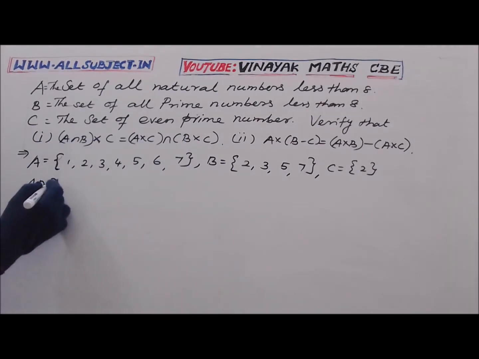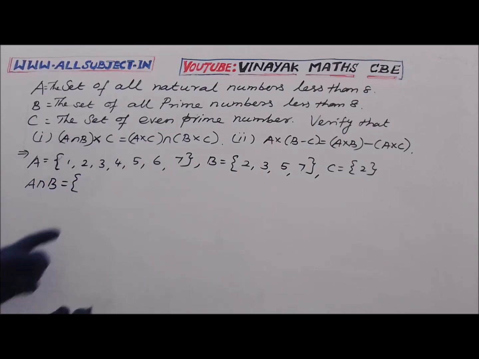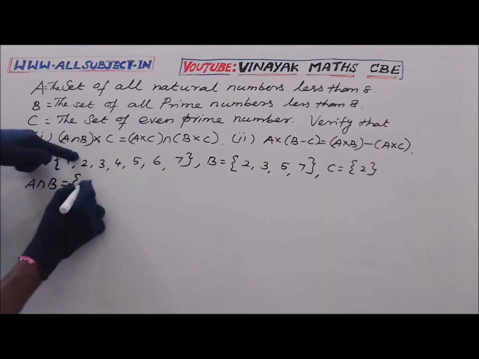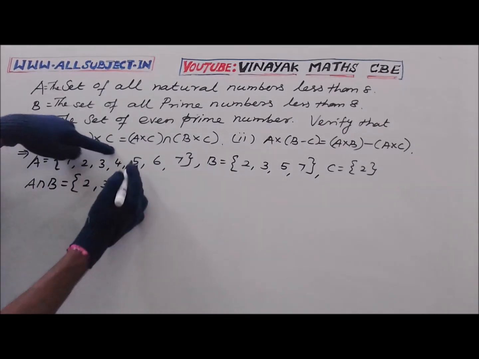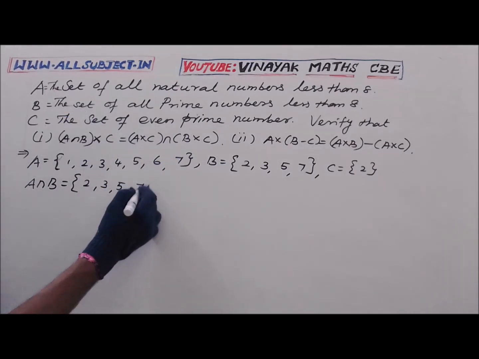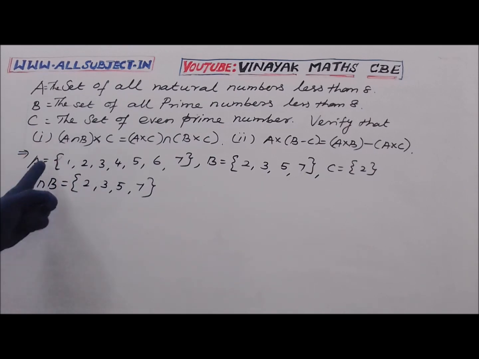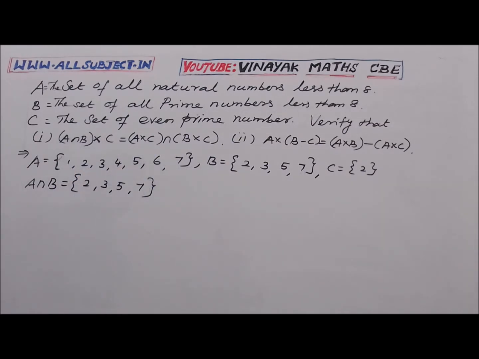So finding A intersection B. Intersection is nothing but the common elements present in both sets A and B. Here 1 is present in A but not in B, 2 is present in both sets, 3 is present in both, 4 is not present in B, 5 is present, 6 is not present, then 7 is present. So A intersection B contains the elements present in both A and B, so they are 2, 3, 5 and 7.